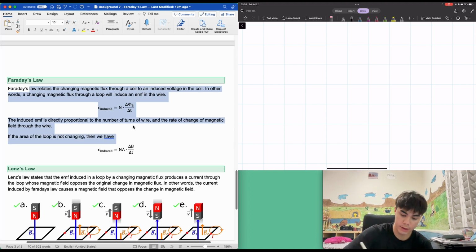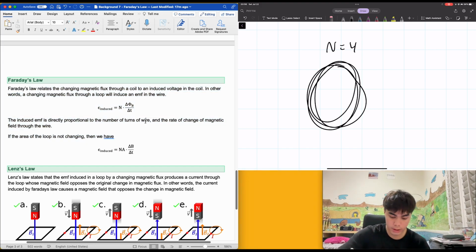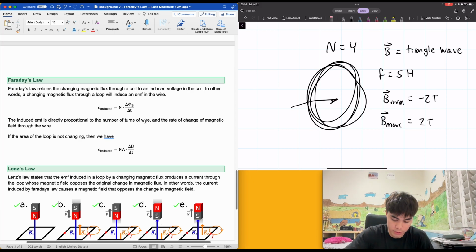So imagine we have a coil with 4 turns, and the magnetic field changes through the coil with a frequency of 5 Hertz. The magnetic field is a triangle wave, the minimum magnetic field is -2 Teslas, and the maximum magnetic field is 2 Teslas. The reason one's negative and one's positive is because initially the magnetic field is in one direction, then the magnetic field changes direction to be 2 Teslas in the opposite direction. And so one is negative and one is positive.